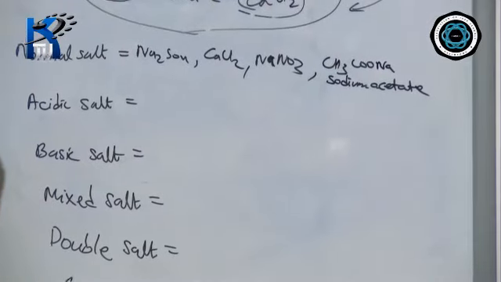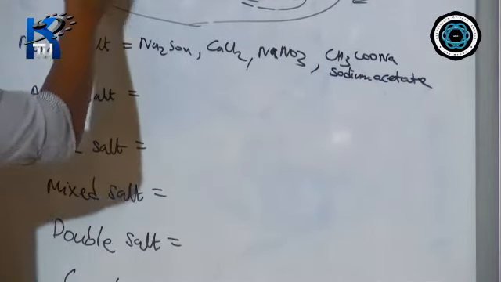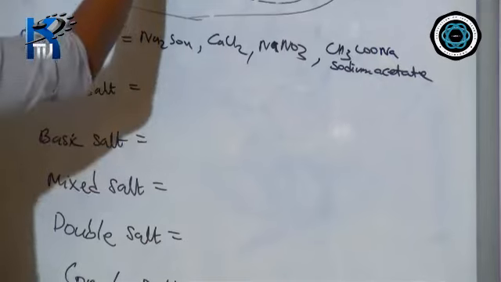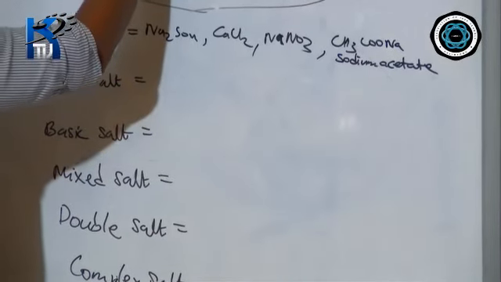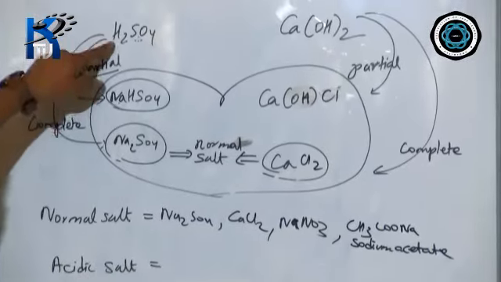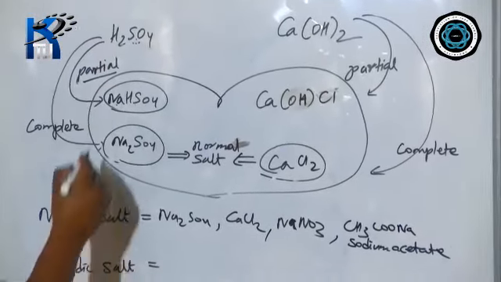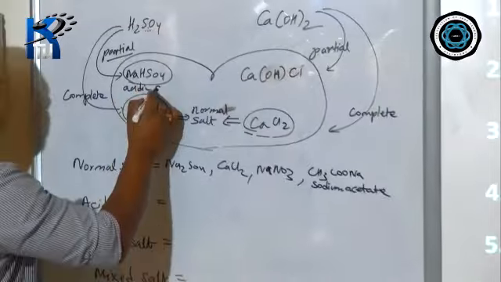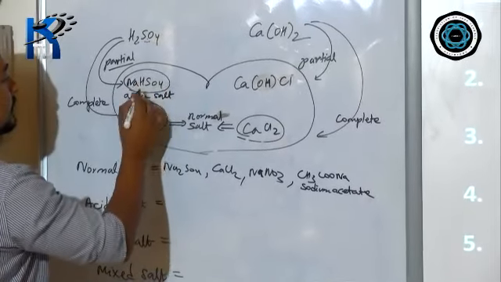Now we go to the acidic salt. You can see here, from here to here, is the replacement of hydrogen ion of an acid by metal complete or partial? It's partial, because only one hydrogen has been replaced by metal. Therefore, this is your acidic salt.